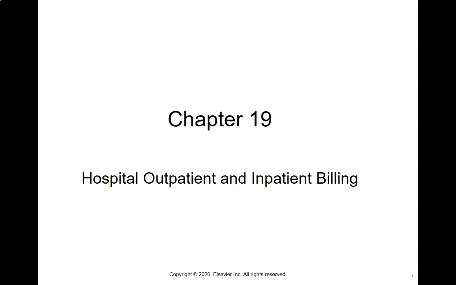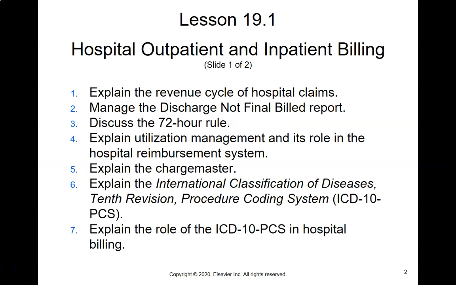Chapter 19, Hospital Outpatient and Inpatient Billing. The learning objectives for Lesson 19 are: 1. Explain the revenue cycle of hospital claims. 2. Manage the discharge not final billed report. 3. Discuss the 72-hour rule. 4. Explain utilization management and its role in the hospital reimbursement system.